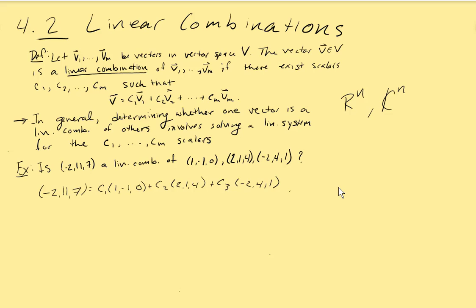Equating the first components on left and right side of the equation will tell us that -2 from the left side equals c1 times 1 plus c2 times 2 plus c3 times -2. I'll just write that as -2c3. Equating second components, very similar. You get 11 is -c1 plus c2 plus c3. And finally with last components, we get 7 is 0, won't even write it, plus 4c2 plus c3.